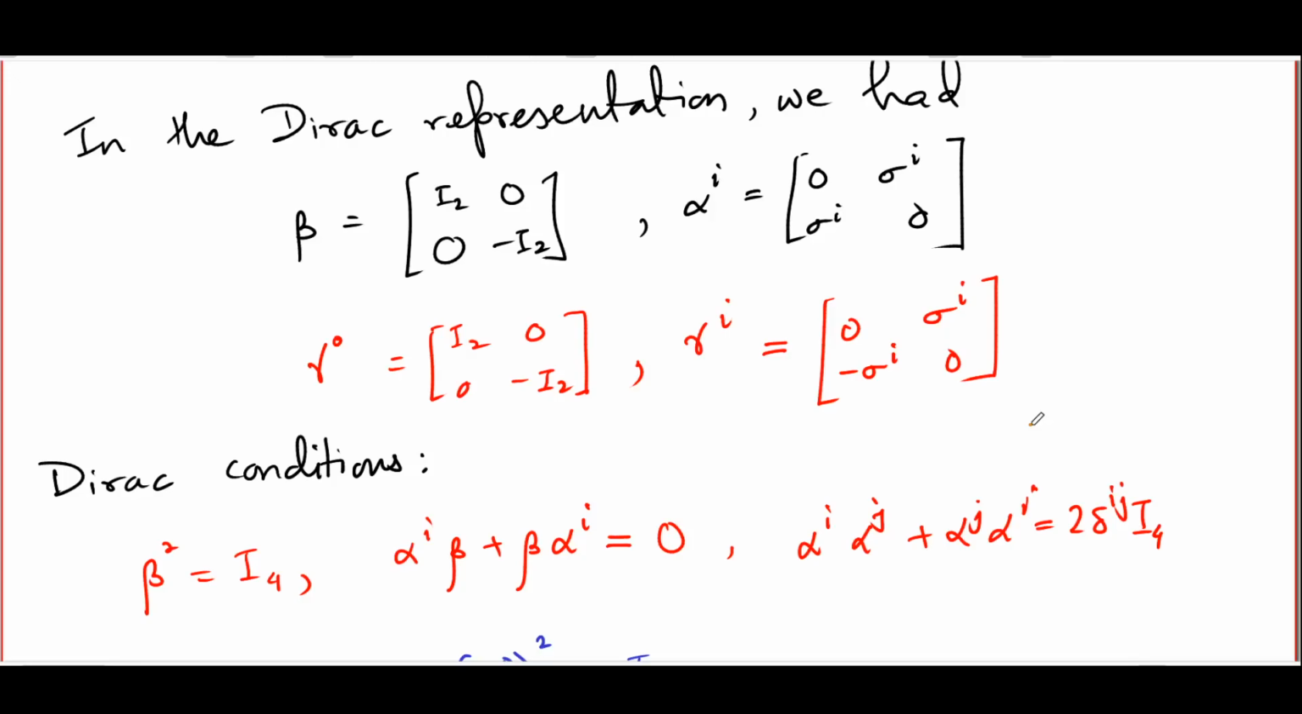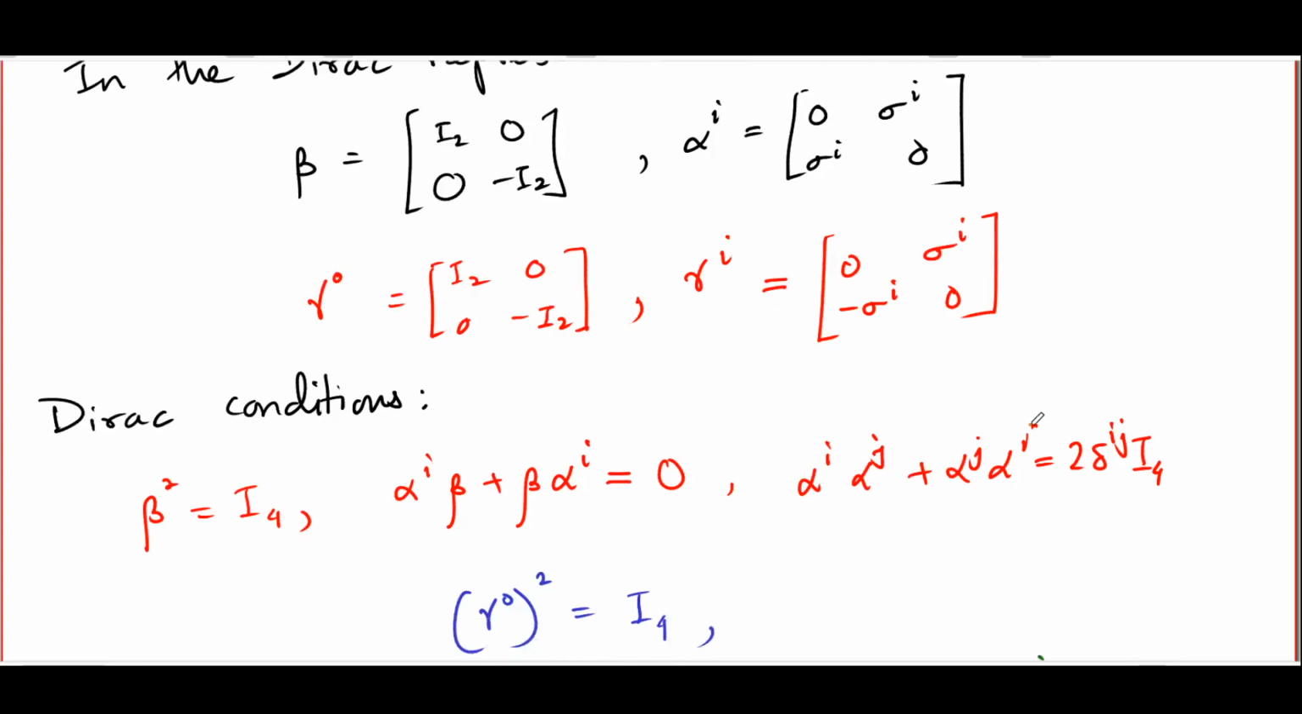Alpha^i beta plus beta alpha^i equals 0. That is, alpha^i anti-commute with beta for each of the i's. And for any pair of indices i and j, the anti-commutator of alpha^i and alpha^j is twice delta_ij times the identity matrix. Now let us try to recast each and every one of these in the language of the gamma matrices. The first one is of course rather trivial. Since beta is equal to gamma 0, beta squared equals I4 simply becomes gamma 0 squared equals I4, which we can easily rewrite as gamma 0's anti-commutator with gamma 0 is twice I4.